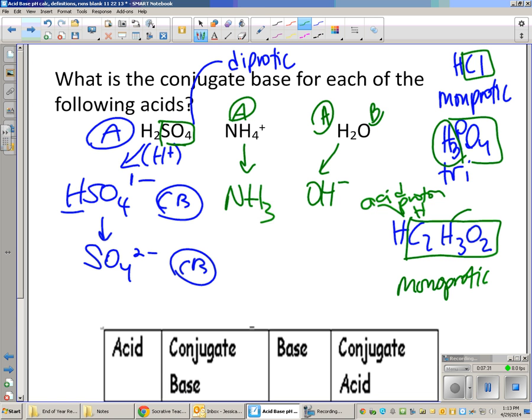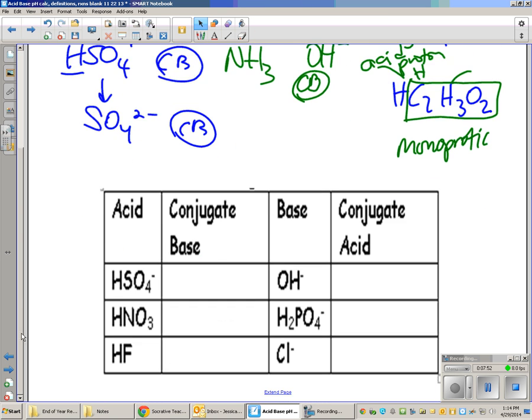What if it acts as a base? H3O plus. Water, again, can act as an acid and it's going to yield this conjugate base, or it can act as a base and yield this conjugate acid. So it wouldn't ever just yield? No. That'd be too hard. Okay, and I think we get that.